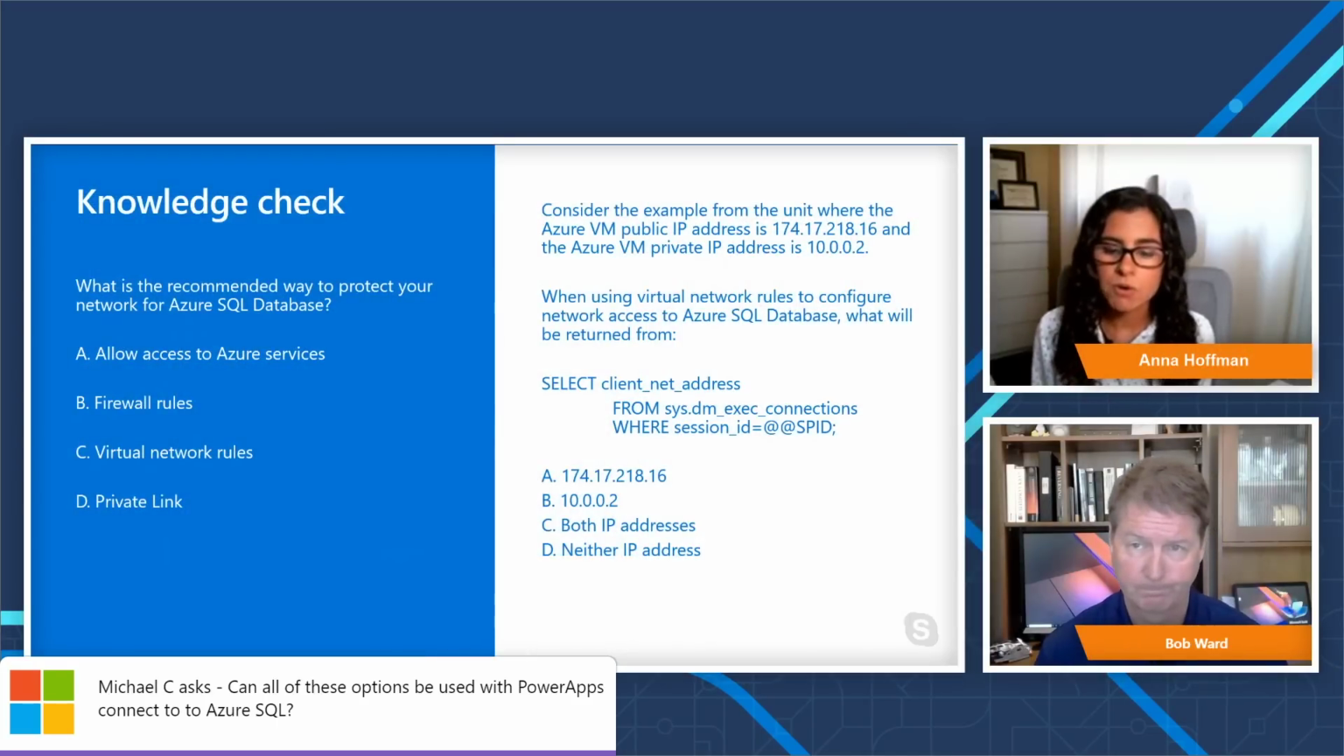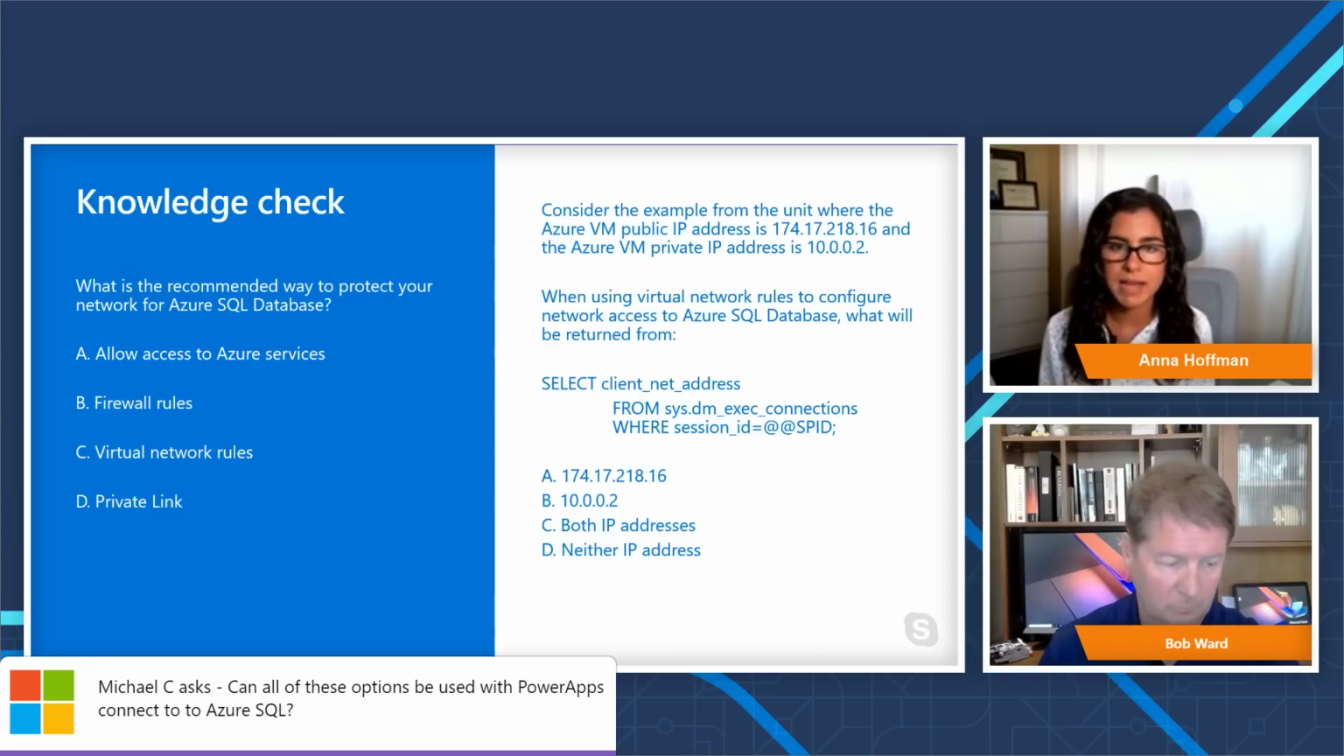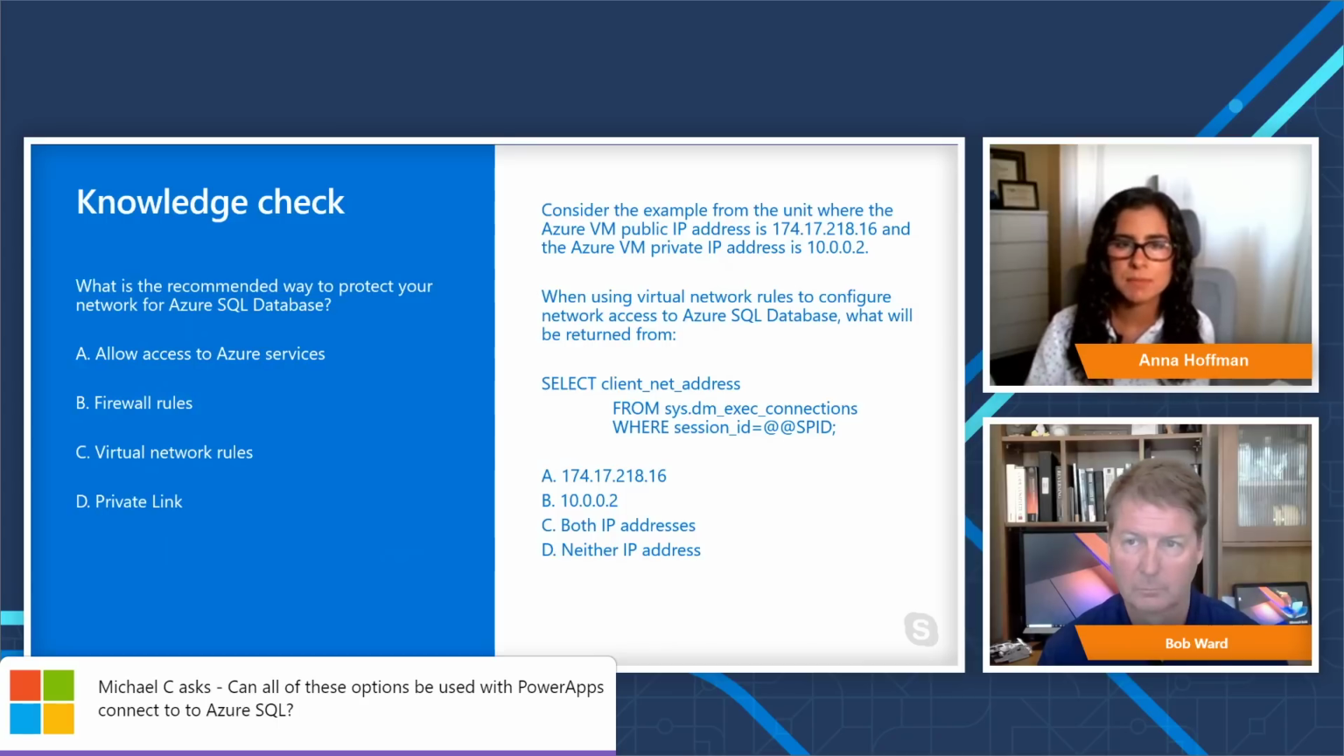And while you guys are answering those questions, I'm going to go ahead and we'll talk about a few questions. So the first question is from Michael C., and he says, can all of these options be used with Power Apps to connect to Azure SQL? Now, from my understanding, it's going to depend if private link is available for Power Apps, which I honestly don't know the answer to that question. But many of the Azure services, just from my experience, do require either allow Azure services to be on or some sort of virtual network rule. Is there anything else you wanted to add to that one, Bob?